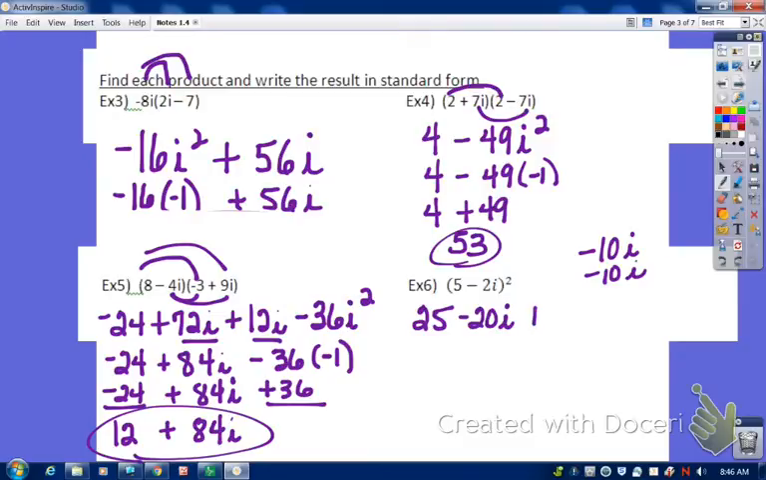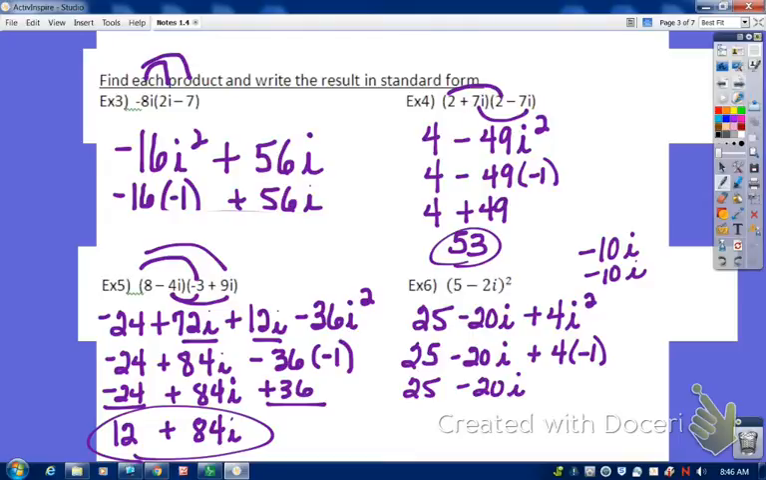-2i times -2i is positive 4i squared. Is that our answer? Nope, because all i squareds are going to turn into -1s. So you'll get 4 times -1. That's going to give you 25 minus 20i minus 4. Combine like terms. Final answer is 21 minus 20i. Why would it not be plus 20i?